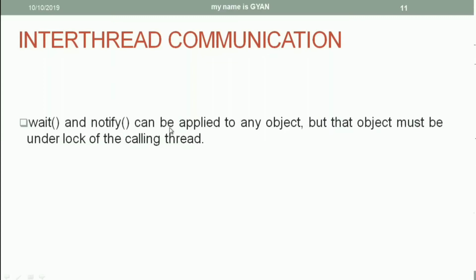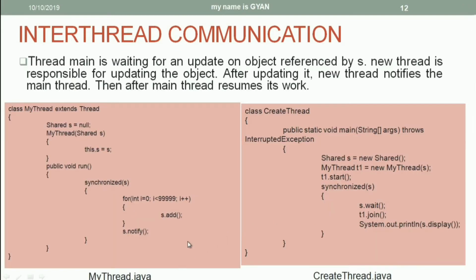Wait and notify methods can be applied to any object, but that object must be under the lock of the calling thread. Let's understand this statement. Here, look at the two Java files. Here there are some changes in these two codes.